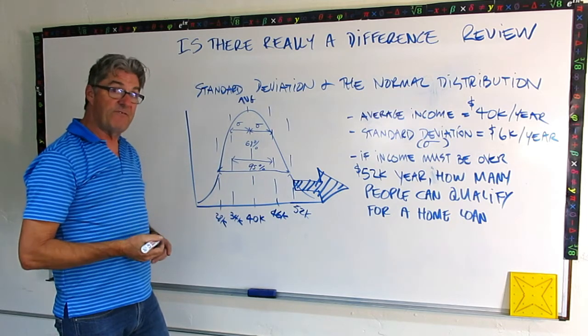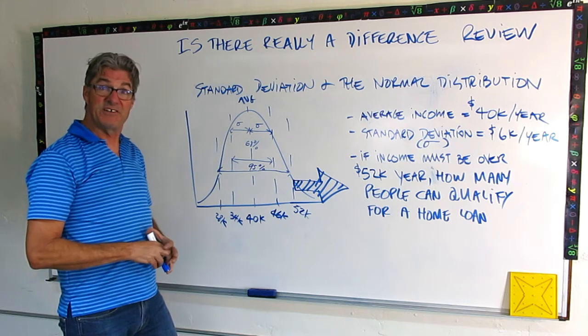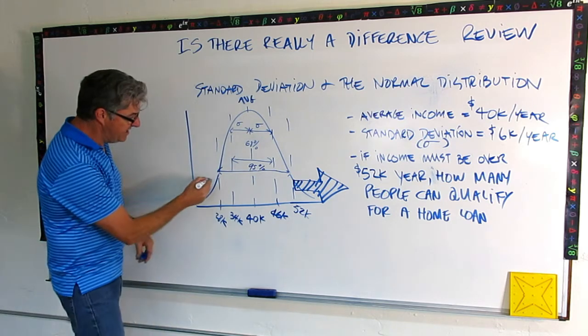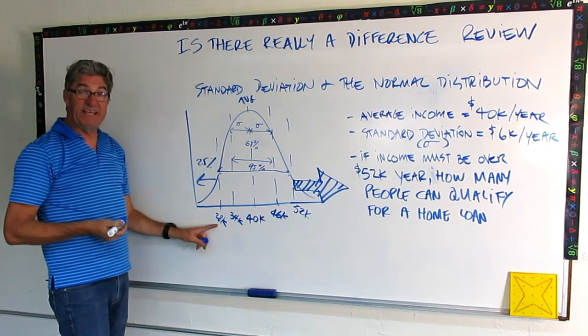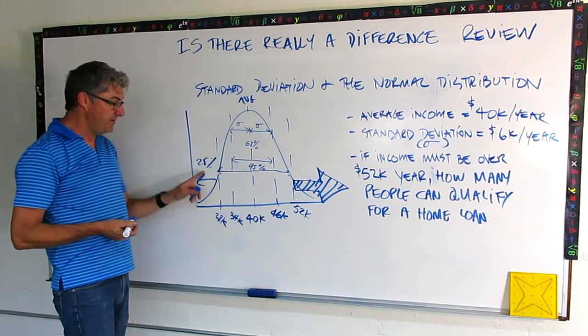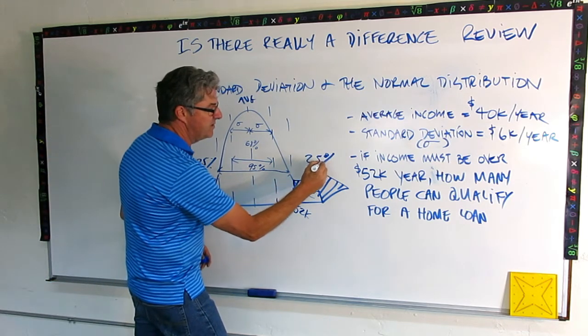So do you think that means that 5% of the people would qualify for a loan? Actually, it's not. Because half of that 5% is down here. This is 2.5%, and that's making less than 28,000. So these people don't qualify. So it's only these people, and that's 2.5%.